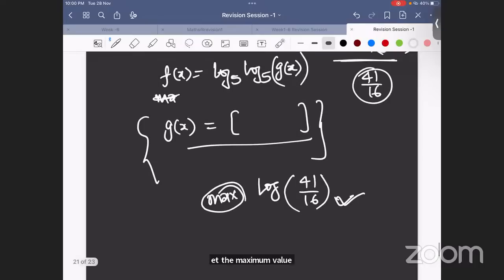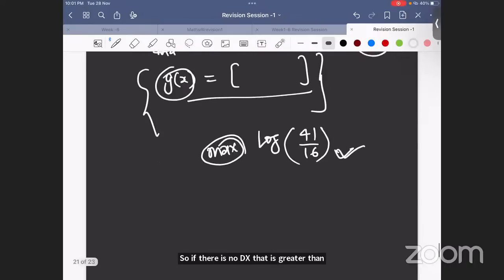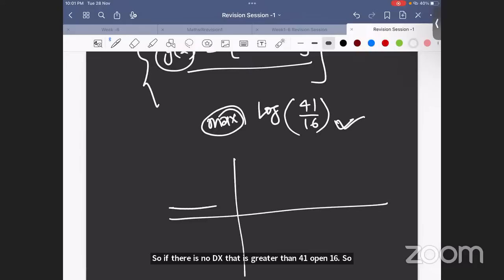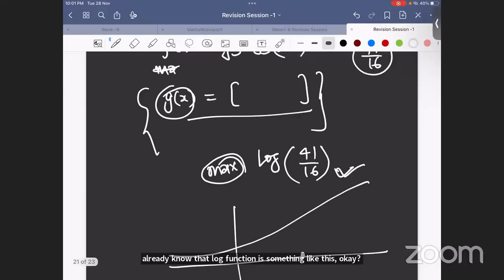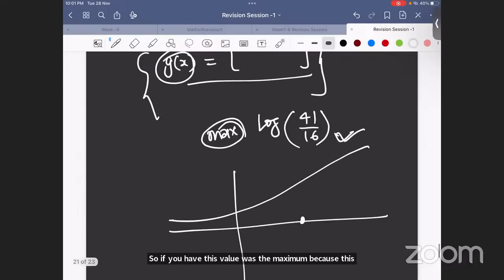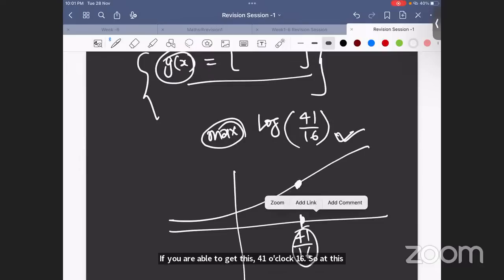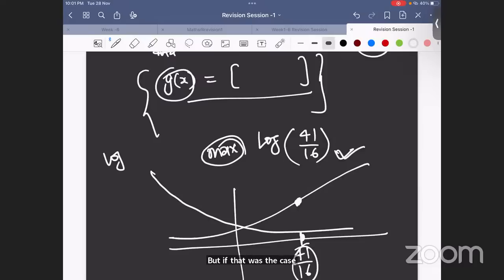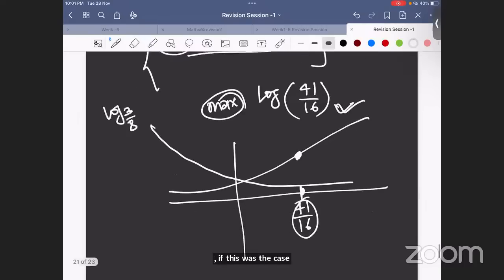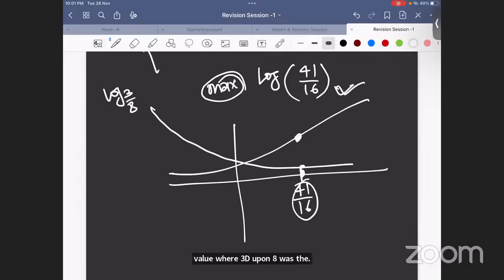Because there is no g(x) that is greater than 41 upon 16, that value you can put in here directly, because you already know that the log function is increasing, something like this. This g(x) works as the x for f of g(x). If you get 41 upon 16, at this point your value will be maximum, right? Yes. But earlier we were taking a case where 3 upon 8 was the function, right? At that point we were not getting the maxima, we were getting the minima.